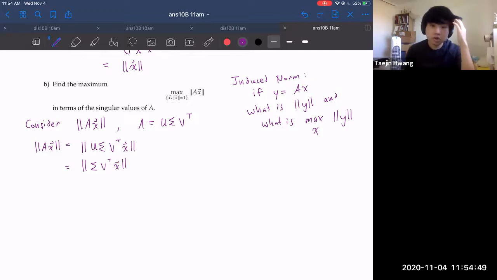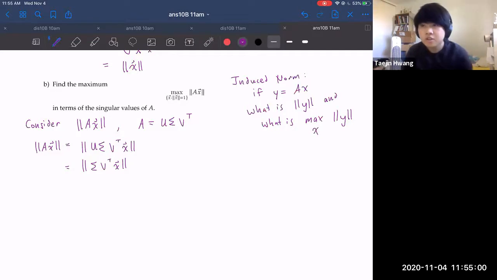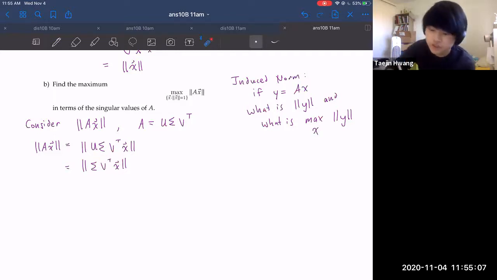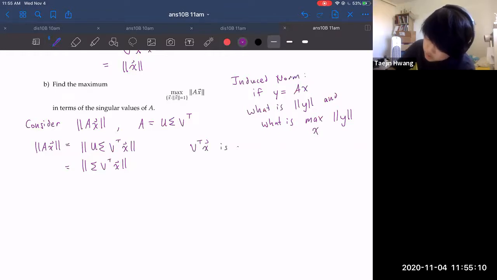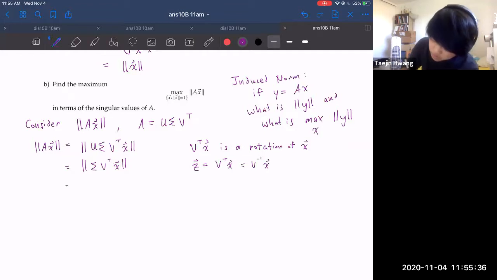And from here, this is probably where the challenge might start to arise, where we have sigma V transpose X, but we can't really get rid of this V transpose. But something insightful you can notice is that V transpose X is a rotation of X. So what you can do is define Z as a new variable equal to V transpose X, the same way we did in change of basis and diagonalization, really, because V transpose X is V inverse X. And this is going to be equal to the norm of sigma times Z.